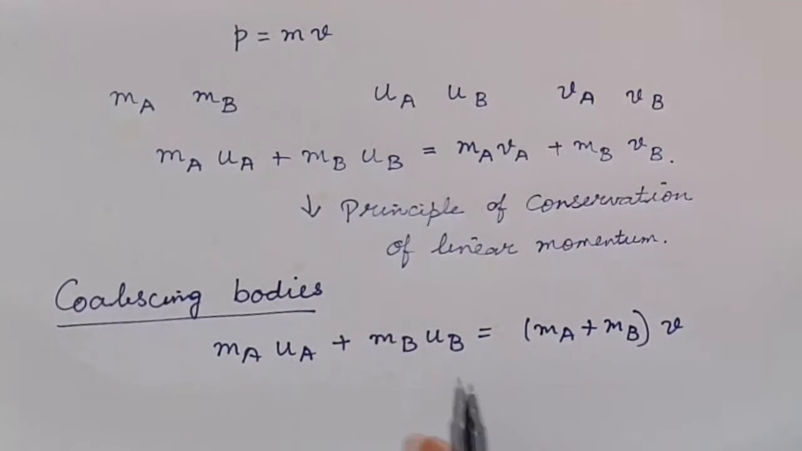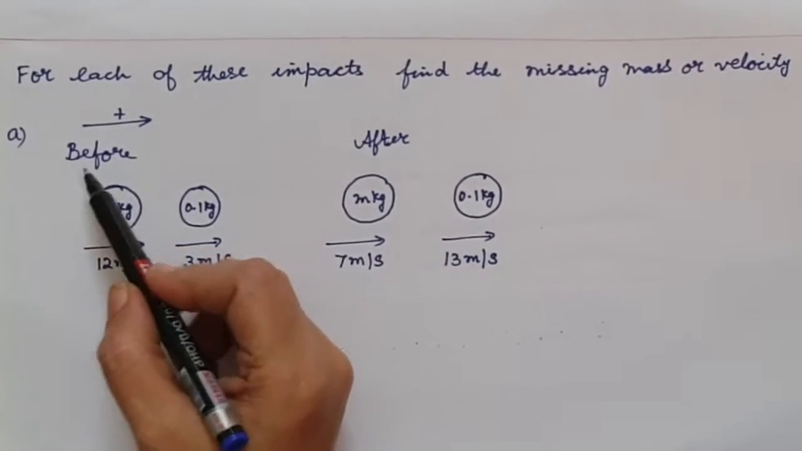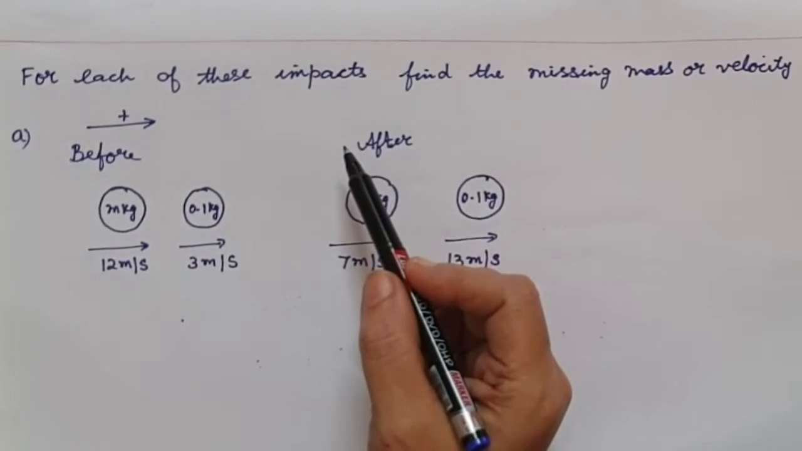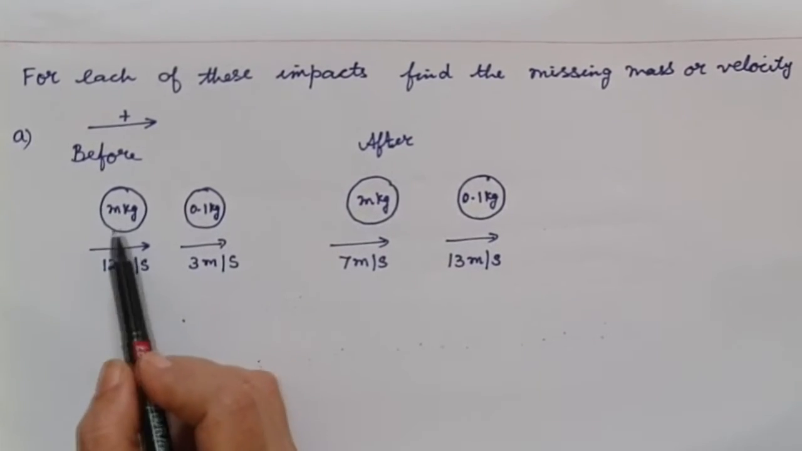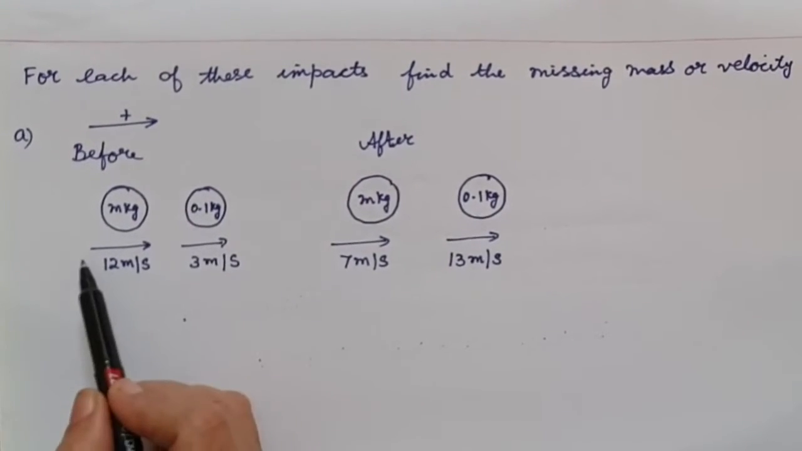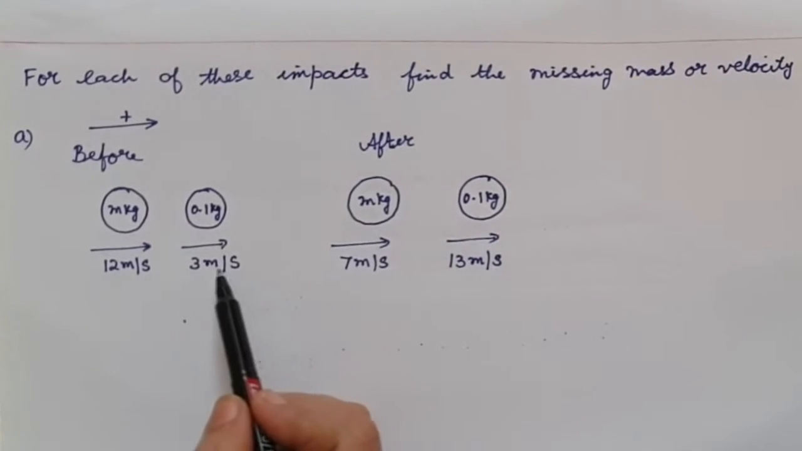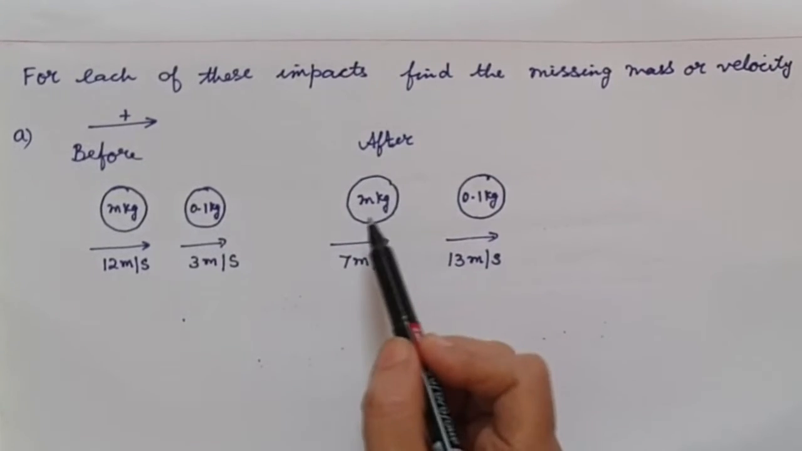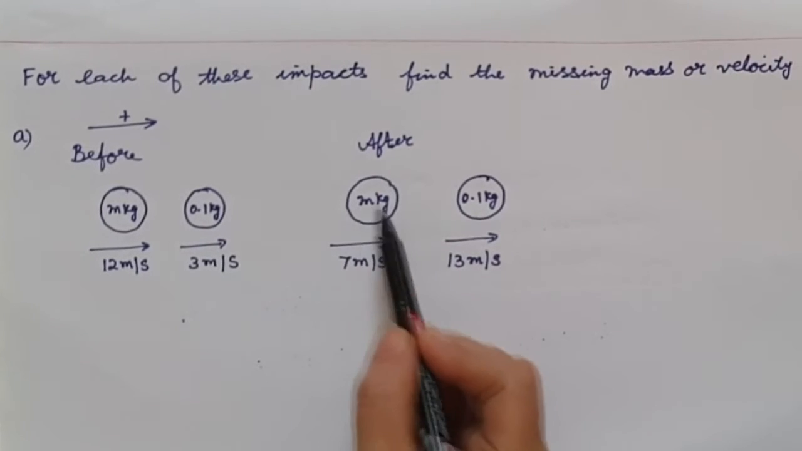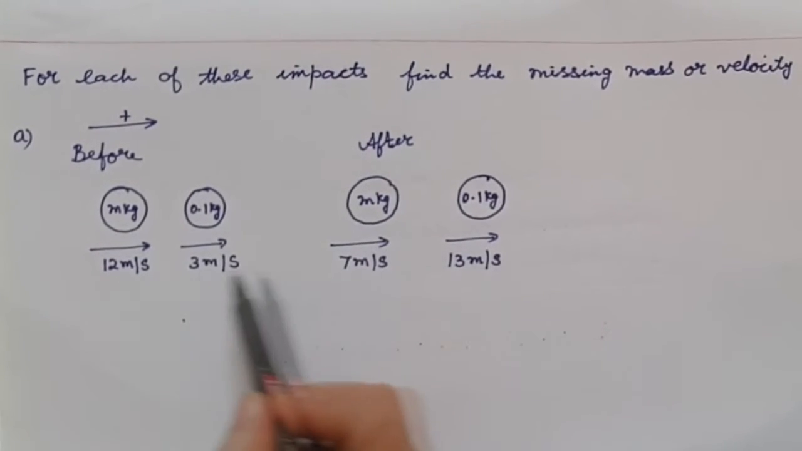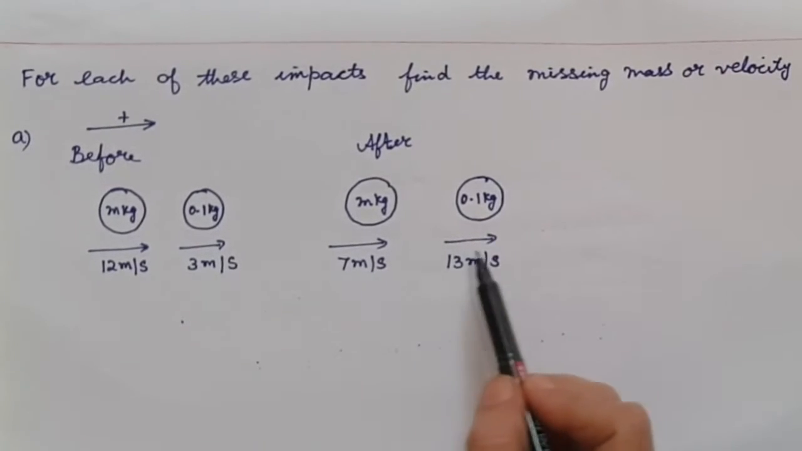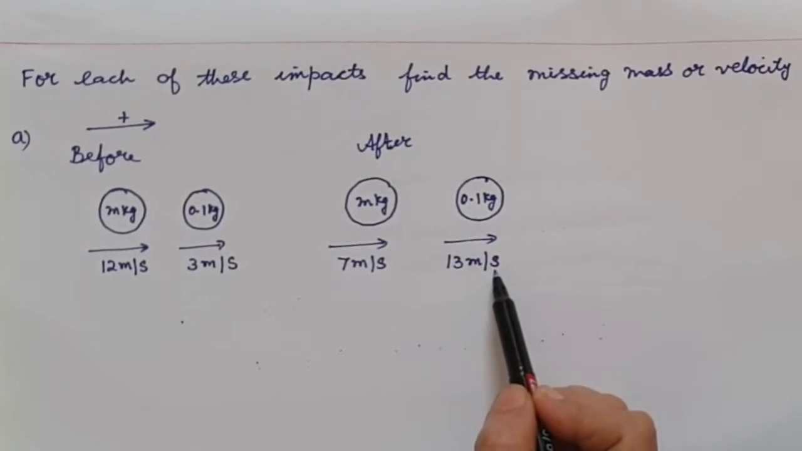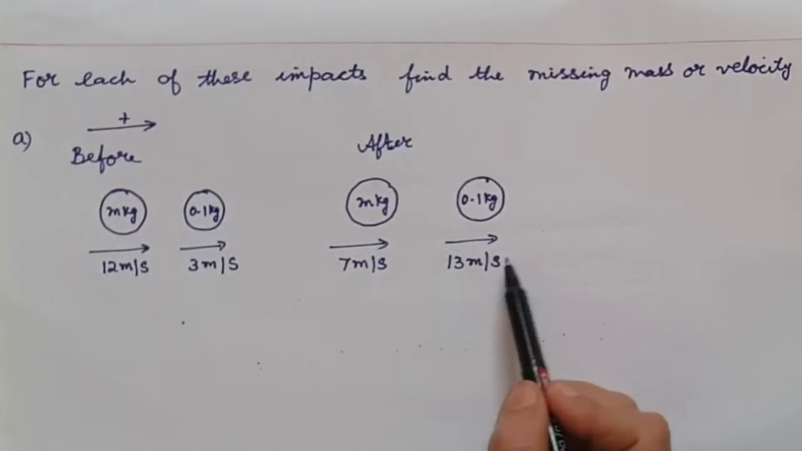Now let us see a few examples related to these two conditions. First one, for each of these impacts, find the missing mass or velocity. Part A, before the impact, m kg and 0.1 kg are moving at a speed of 12 meters per second and 3 meters per second. After the impact, the first one has mass m kg and moves at a speed of 7 meters per second, and the second moves at a speed of 13 meters per second. The direction remains the same.